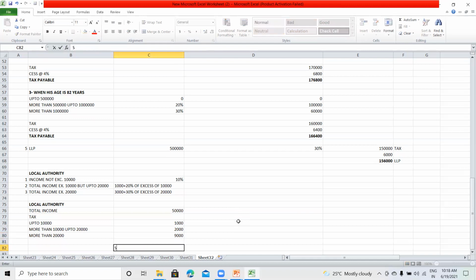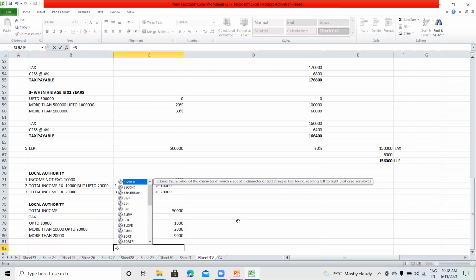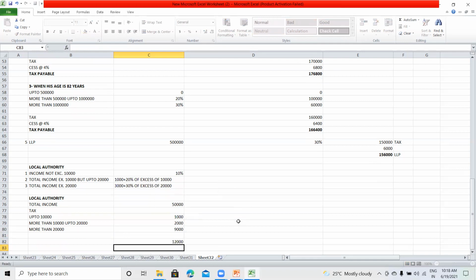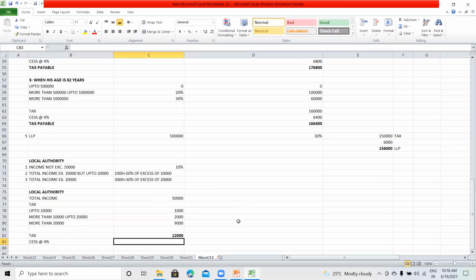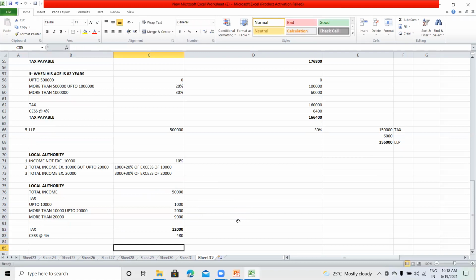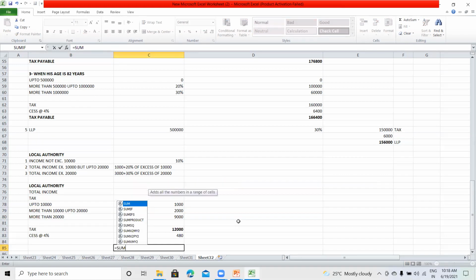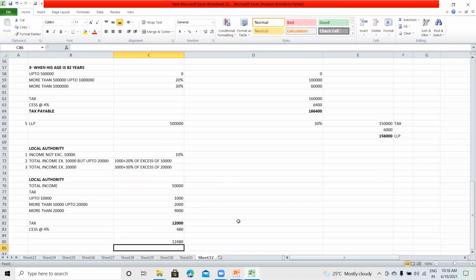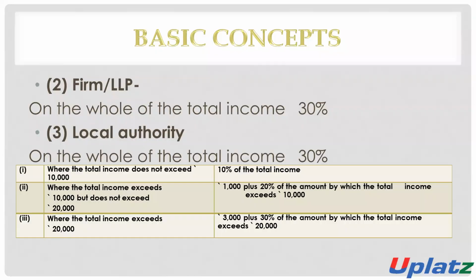So the total tax will be 12,000. Total tax, this is the tax plus cess at the rate 4%. So it will be 12,000 into 4%. It will be equal to the sum. So the total tax payable is 12,480 rupees. 12,480 rupees is the tax payable in the case of local authority.